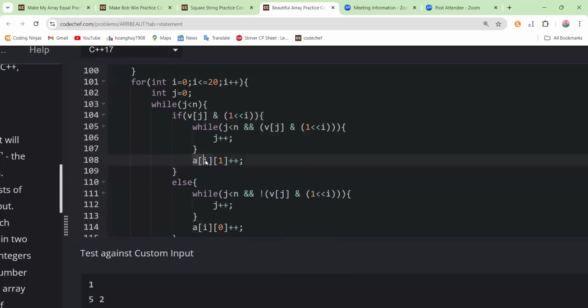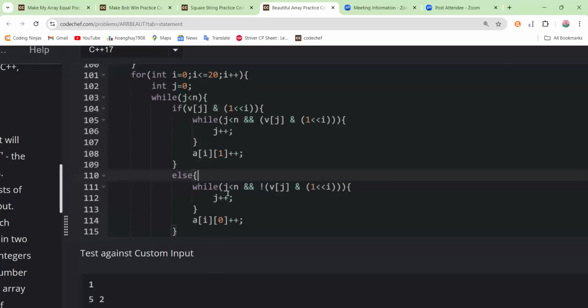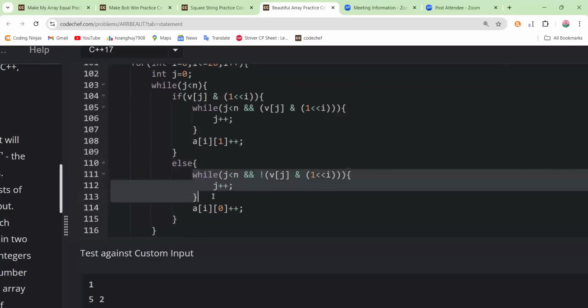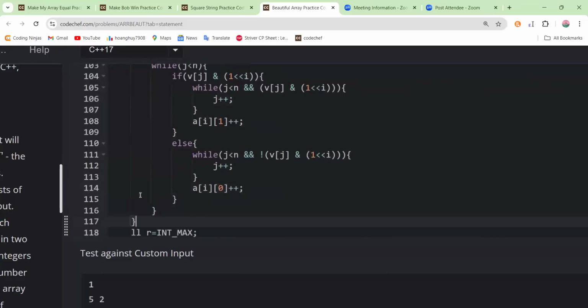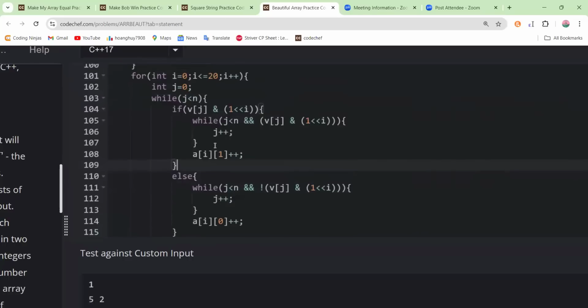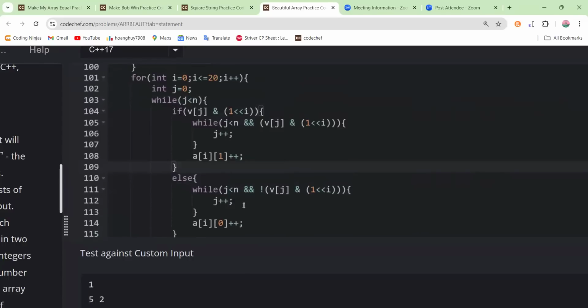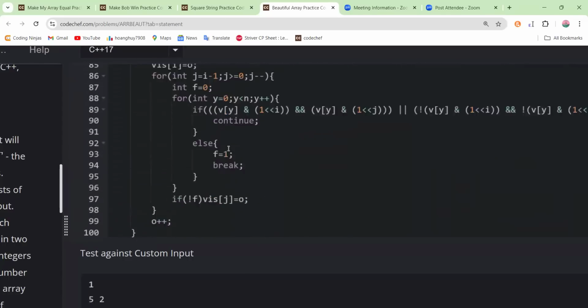So in A of i of 1, I simply incremented A of i of 1 by 1. Similarly, if this particular bit was 0 for this particular number, I just kept on traversing while the bit is 0, that is, not of v of j and 1 left shift i is true. I keep incrementing j, and increment the 0th value for this index by 1. So this is the code where I am storing, for every ith bit, how many sets of continuous zeros and how many sets of continuous ones I have.